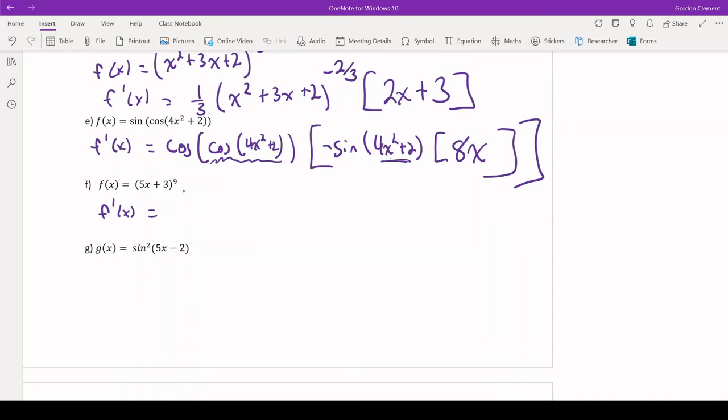This one here, I have 5x plus 3 as my inside. I have x to the power of 9 as my outside function. I've got x to the power of 9, but instead of x, I've got 5x plus 3. So our normal rule applies. The 9 comes down, changes to an 8. This chain rule says leave the inside function there, and then separately multiply by the derivative of the inside, which is just 5.